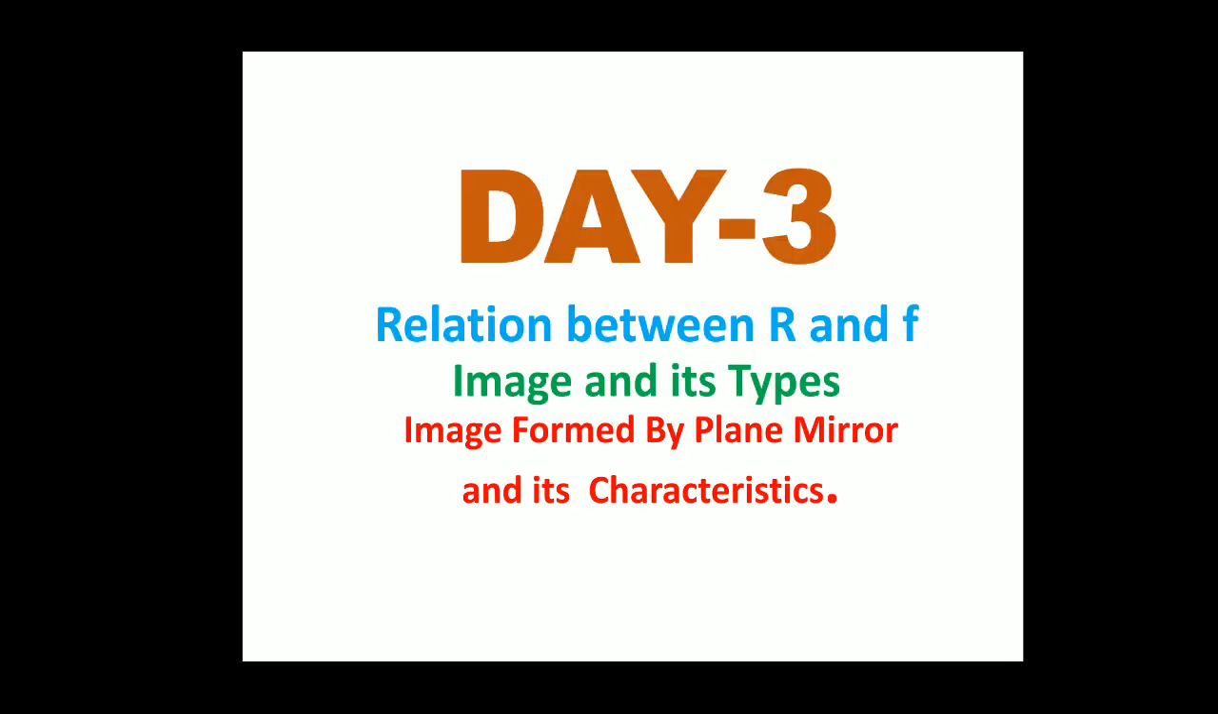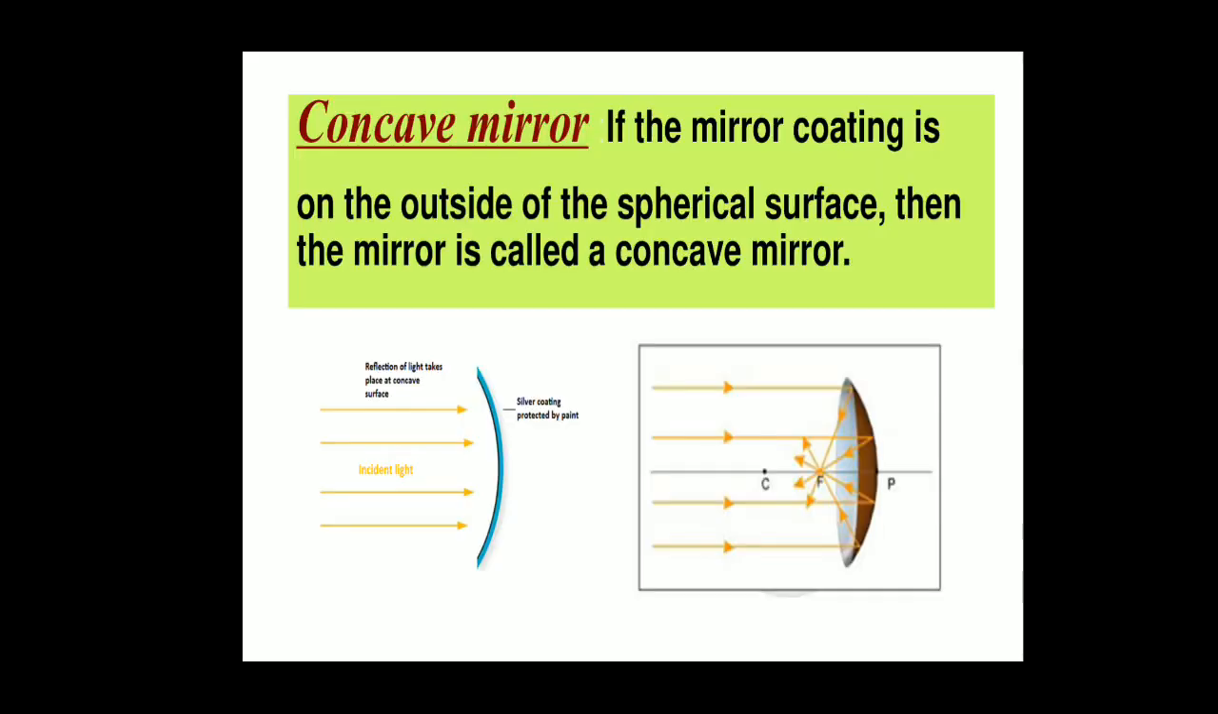In today's class we are going to study these three topics: relation between R and F, image and its types, image formed by a plane mirror and its characteristics. If possible, we will study all three. If time goes fast, we will reduce one topic. Shall we go? Okay. A quick review of the previous class.